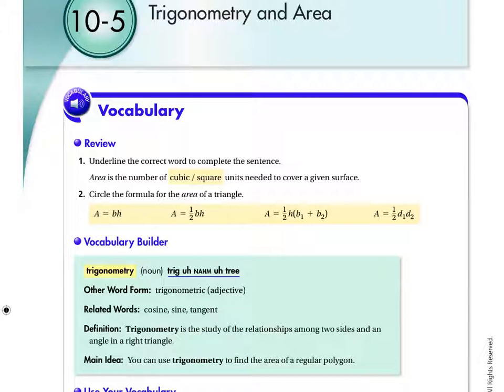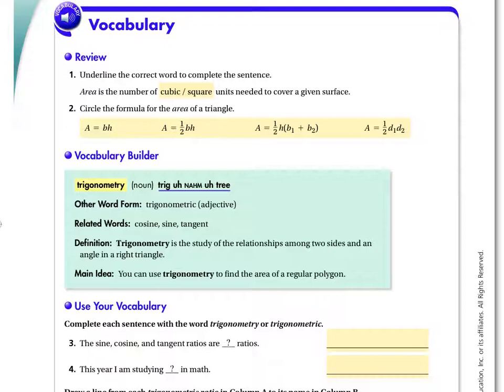So this is the same exact thing you've had before, except instead of using 30, 60, 90, and 45, 45, 90 triangles, we're now going to use sine, cosine, and tangent. So what if, when we find the central angle, we don't get an angle that's 30, 60, or 45? What do we do? We can use sine, cosine, or tangent. And so let's do a little review.